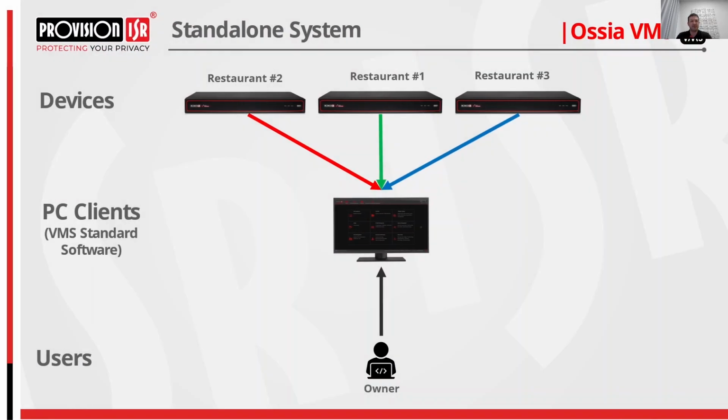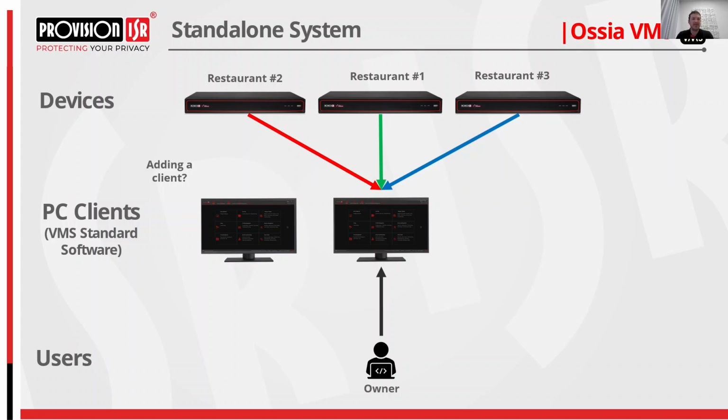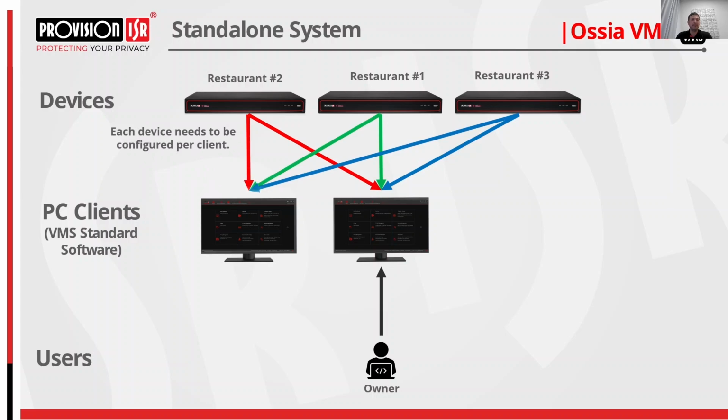So we have our three restaurants, we have our one owner. Now the owner decides he needs to hire management. He's got too many restaurants to manage by himself. So what is he going to do? He buys and puts a computer into the second restaurant, and he needs to now add each of his existing NVRs from restaurants 1, 2, and 3 individually to that specific computer or PC client.